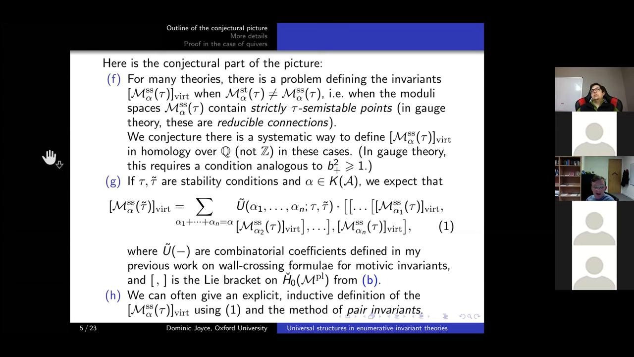Okay, so I expect that if you've got two stability conditions, then you can write the virtual class for the new stability condition as a sum of repeated brackets of the virtual classes for the old stability condition. The sum is over all classes alpha 1 up to alpha n which add up to alpha. You have some combinatorial coefficient, U twiddle of alpha 1 up to alpha n and tau twiddle. These are defined in my previous work from about 2005 on configurations in abelian categories. At the time I was working on wall-crossing formulae for motivic invariants, and I came up with this wall-crossing formula, which is a kind of universal wall-crossing formula stated in a Lie algebra. And this Lie bracket here is the Lie bracket on this funny graded Lie algebra, which I talked about, which came out of the vertex algebra story.